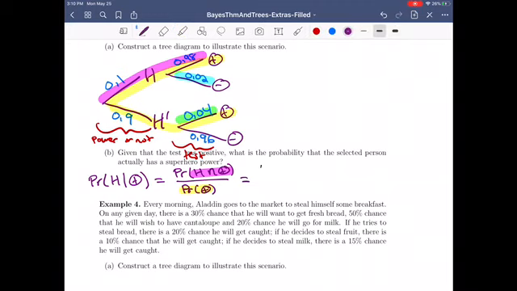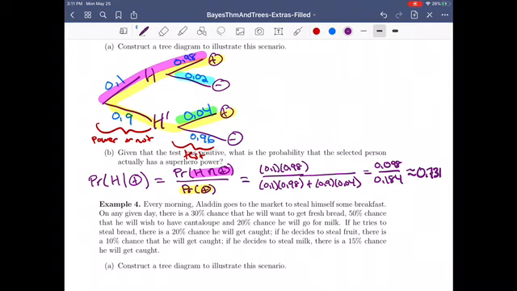Okay, so this is going to be 0.1 times 0.98 divided by 0.1 times 0.98 plus 0.9 times 0.04. Okay, so if you compute that, you get 0.098 over 0.134, okay, which is approximately 0.7313.